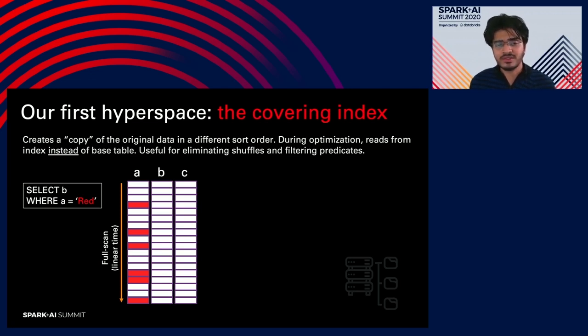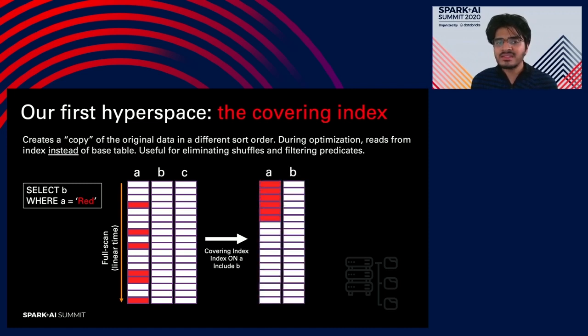Now, you can technically build a covering index on column A and include column B. Now, when you re-execute this query that I've shown you here, select B where A equals red, now you can resort to doing a binary search, and this takes logarithmic time.